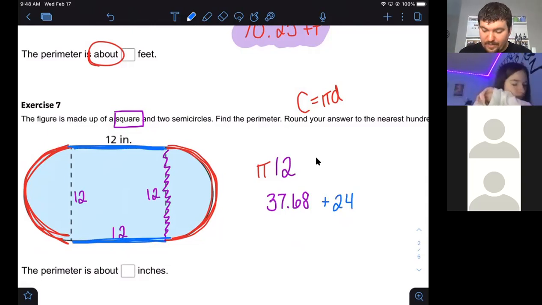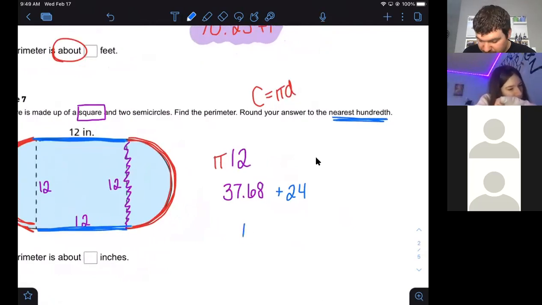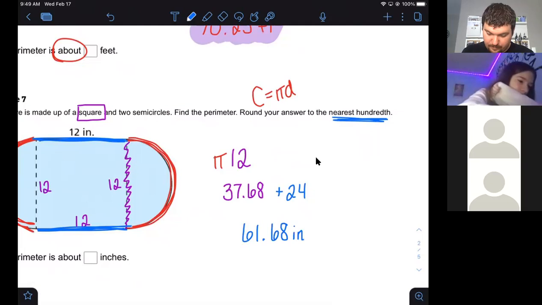I am not going to add that 12 or this 12 because they're not on the outsides, so they don't count for the perimeter. So 37.68. Would someone add 24 to that and tell me what you get? 61.68. Excellent. That's what I was getting. Wants us to round to the nearest hundredth, which is 2 decimal places. We have 2 decimal places, so that's perfect. 61.68, and then this is going to be measured in inches.